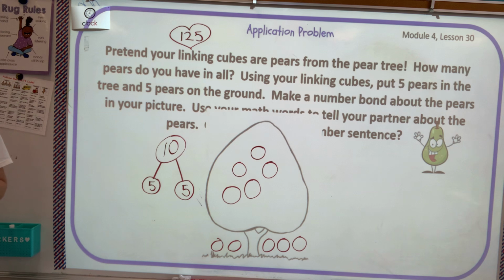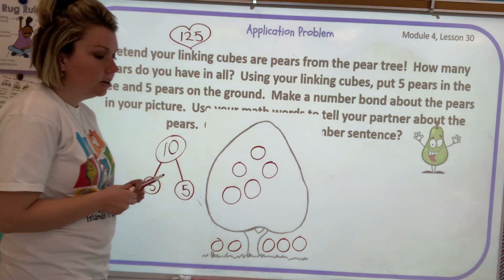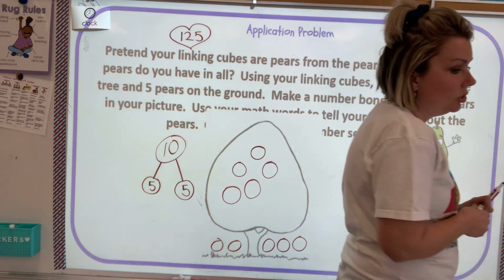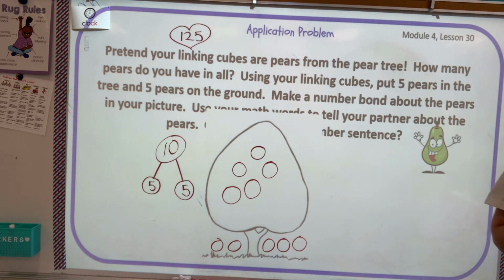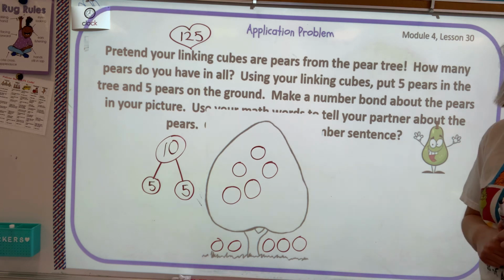I want you, by yourself, to write a number sentence. When you're finished, raise your hand and I'll let you share. We're going to write an addition number sentence. Are we?